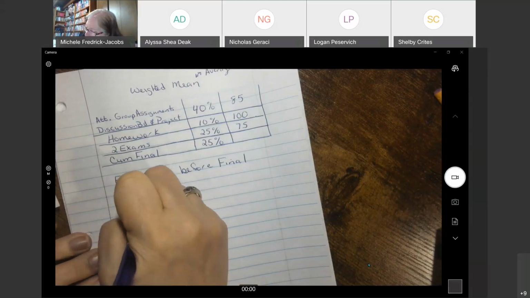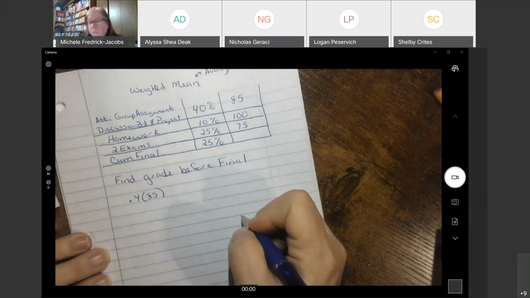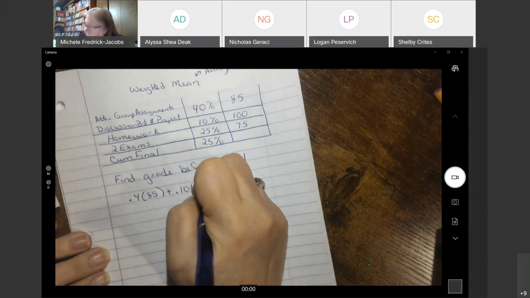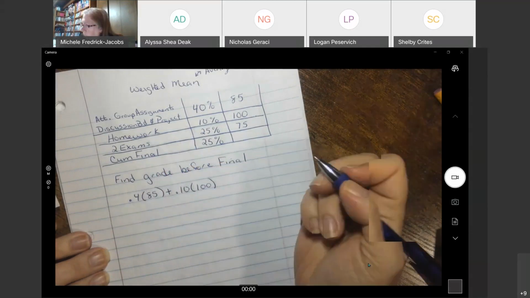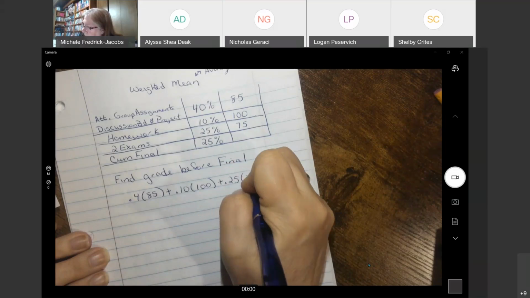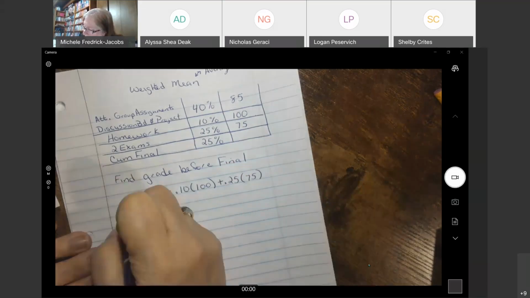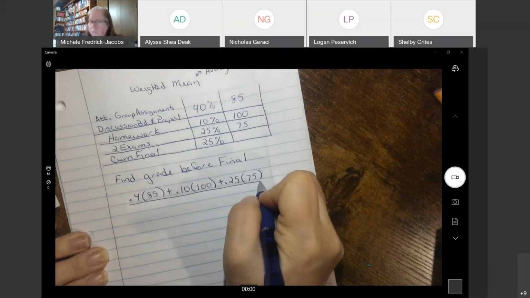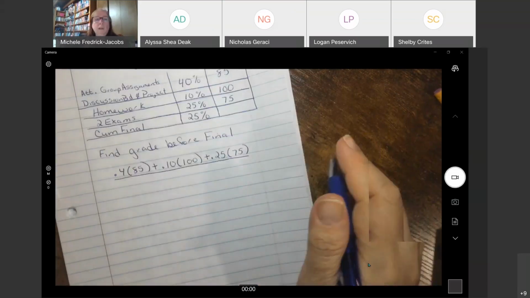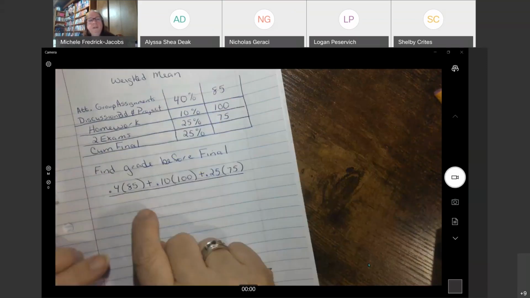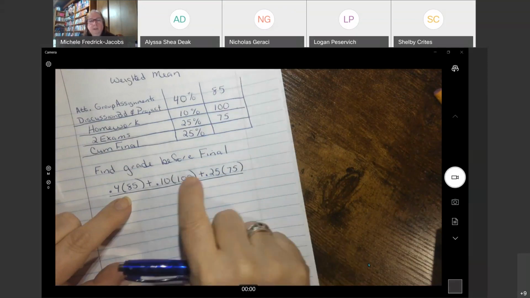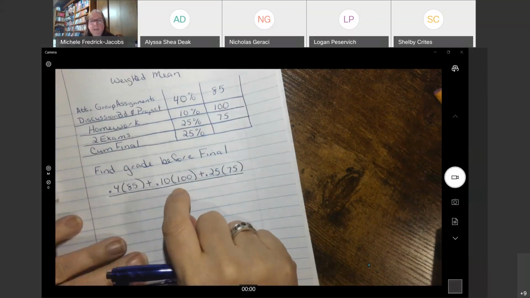0.4 times the 85, plus 0.10 times the 100, plus a quarter times the 75. So first you multiply. Now this is, we call it quality points. And then you divide by the total percent.